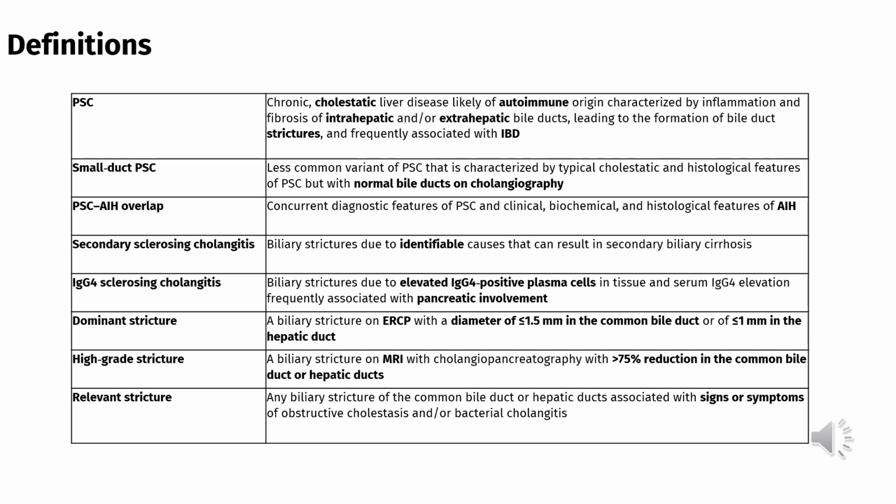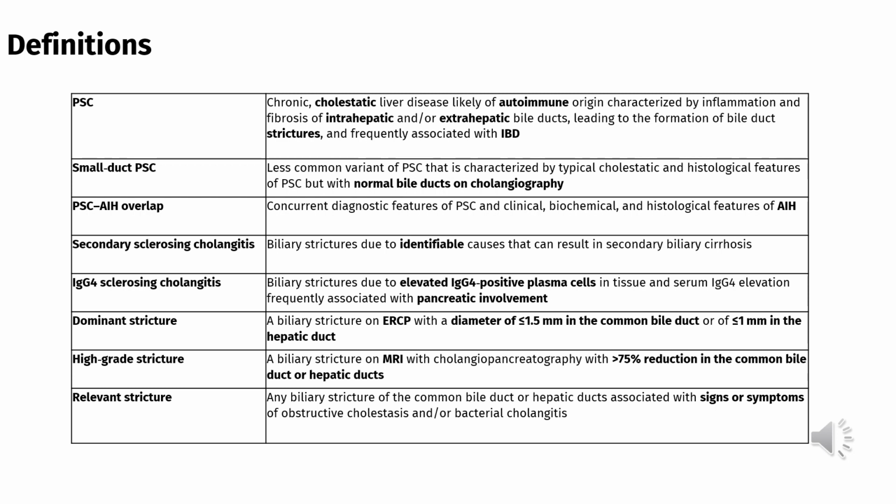Then we have the dominant stricture type, which is usually a biliary stricture detected on the ERCP, and the specific finding is going to be a diameter of 1.5 millimeter in the common bile duct and or less than 1 millimeter in the hepatic duct. So this is mainly detected on the ERCP.